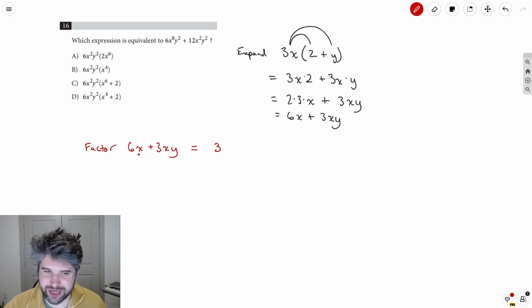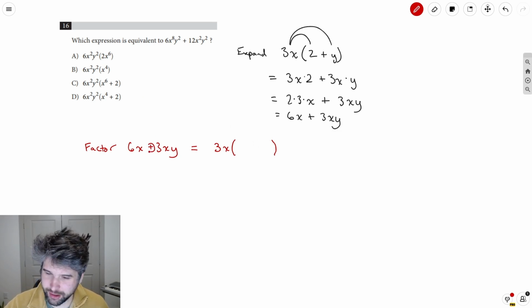Well, we can actually divide by x because we've got an x multiplying this 6x here, and we've got an x multiplying this 3 and y here. So we can take an x out as well, so we'll do that. Then we're going to write our parentheses. Remember, we're reverse distributing. We're undoing all this process here.